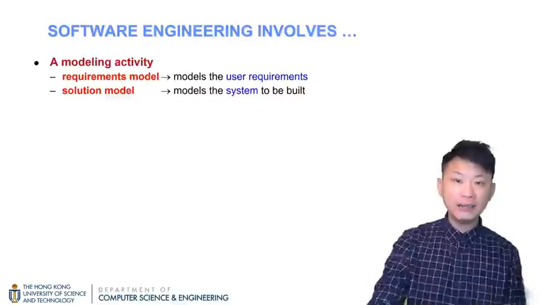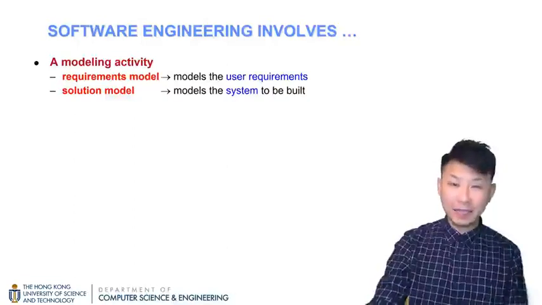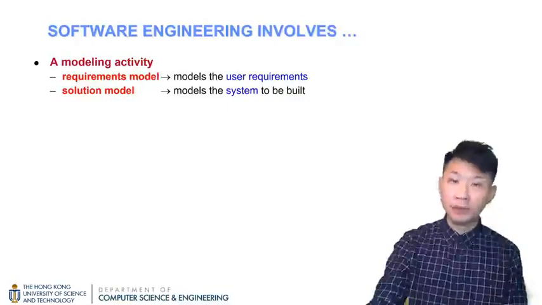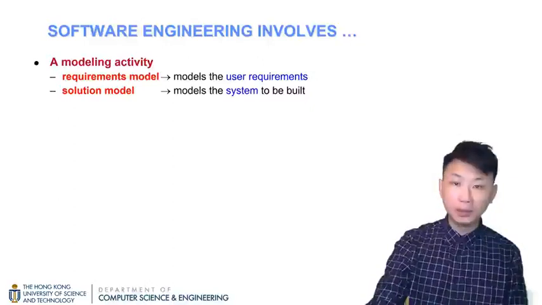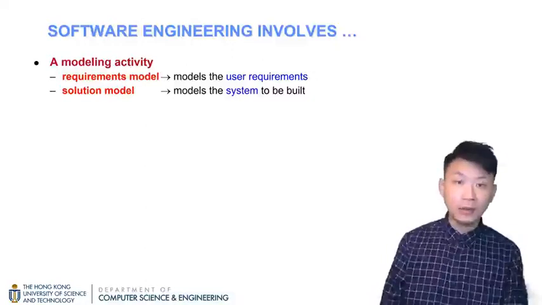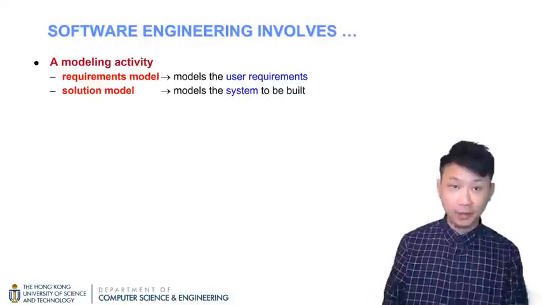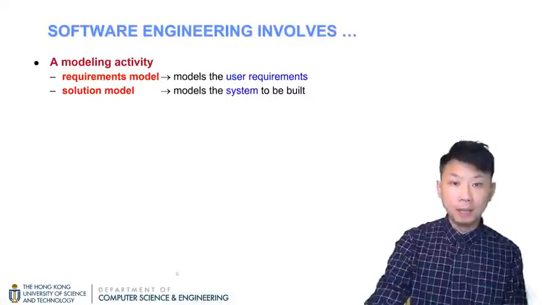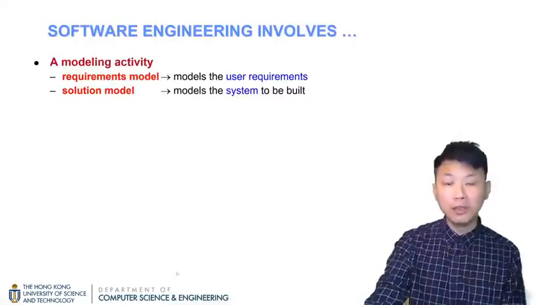So software engineering involves a modeling activity. We have to capture all the user requirements and then we have to build a model. And there are two models that we have to build. One is what we call the requirements model. We try to capture all the requirements from our users or from our client. Then we have to build a solution model, which is the actual model that we're going to use for implementation.